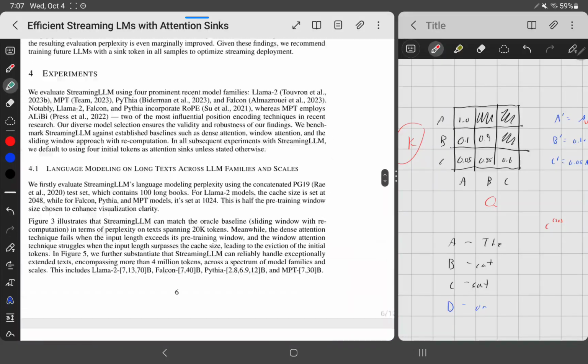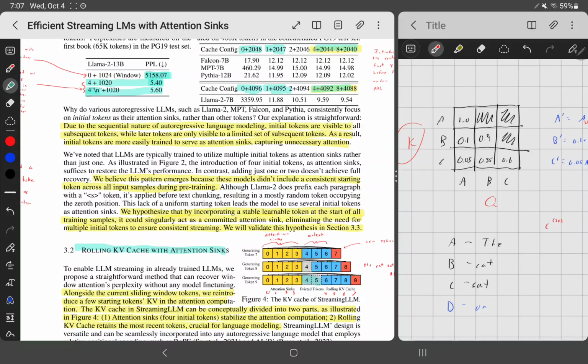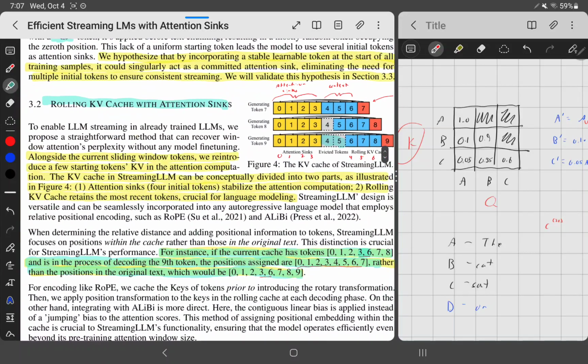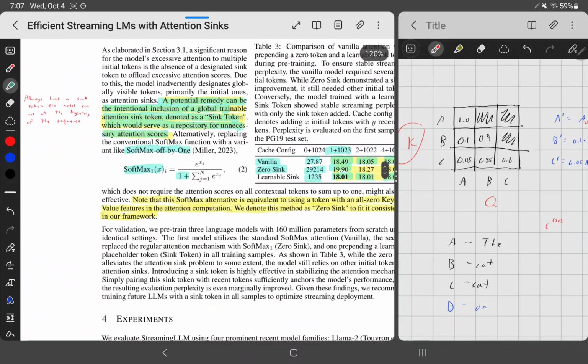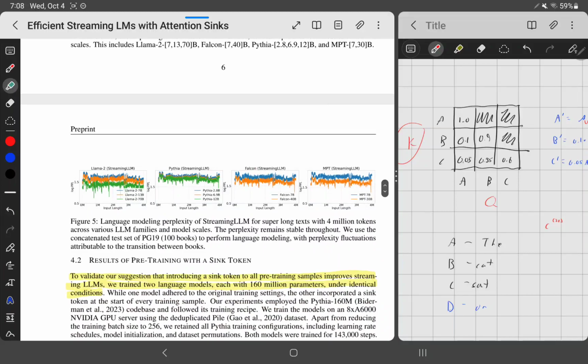They say somewhere over here that they believe this problem exists because models such as Llama did not include a consistent starting token across all input samples during pre-training. So they were wondering why this problem was here to begin with, and it's because these models didn't append a sink token or a start token in a consistent manner, but doing so fixes the problem. So yeah, just add a start token and it fixes it.